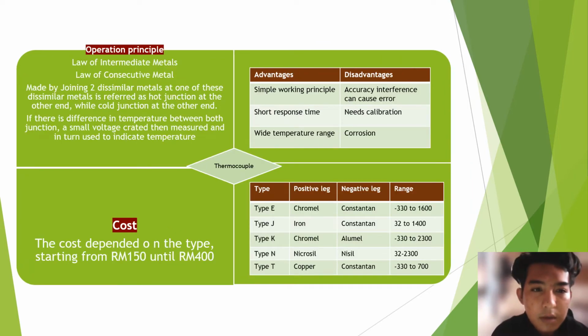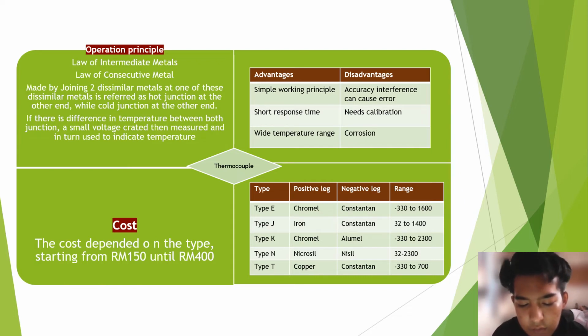Next is the thermocouple. They use the law of intermediate metals and the law of consecutive metals, made by joining two dissimilar metals. One end of these dissimilar metals is referred to as the hot junction and the other end is called the cold junction. If there is a difference in temperature between both junctions, a small voltage is created, then measured, and in turn used to indicate temperature. The cost depends on the type, starting from RM150 until RM400.